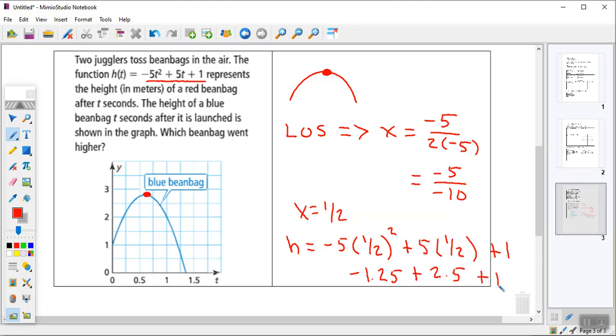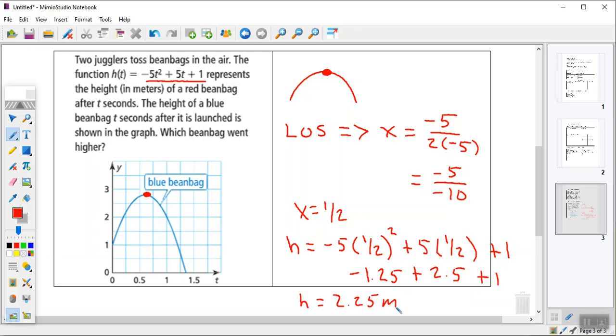Okay, so right here, kids. No, where'd my calculator go? Get rid of that. All right, somebody punch that in for me: negative 1.25 plus 2.5 plus 1. What do you guys get? 2.25? Okay, so that's going to be 2.25 meters in the air.